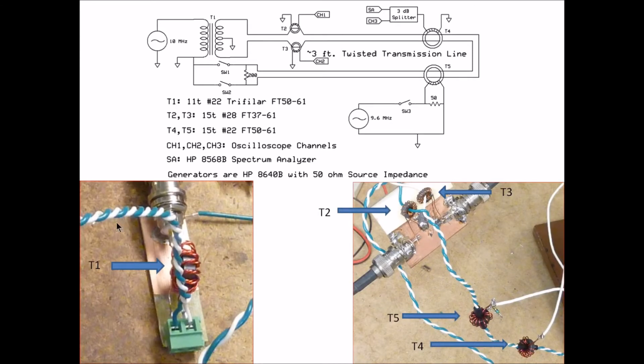Here are some photographs of the various transformers. This is T1 that converts the single-ended signal to a differential signal. These are the two T2 and T3. These are the two sampling cores that sample the differential currents. This core right here is T4. It samples the common mode, and this core right here enables me to inject some common mode current.